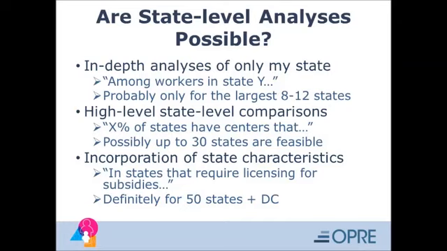And then the final way is much more along the lines of what Julia talked about, which is the incorporation of state characteristics. So that would be a research study that ended with statements like, in states that require licensing for subsidies, X, Y, or Z happens. And in that case, all 50 states and the DC cases can all be deployed in the analysis.